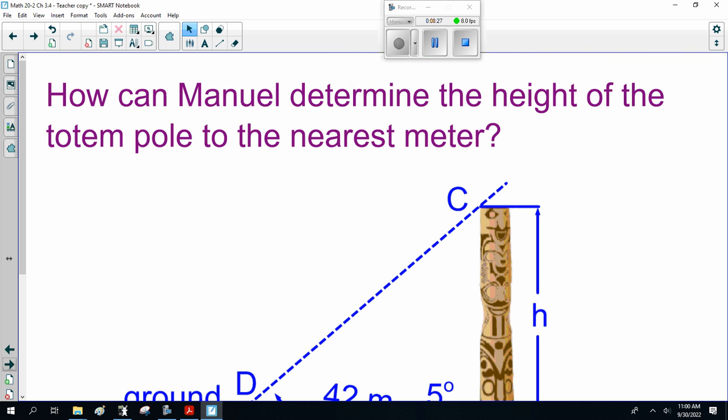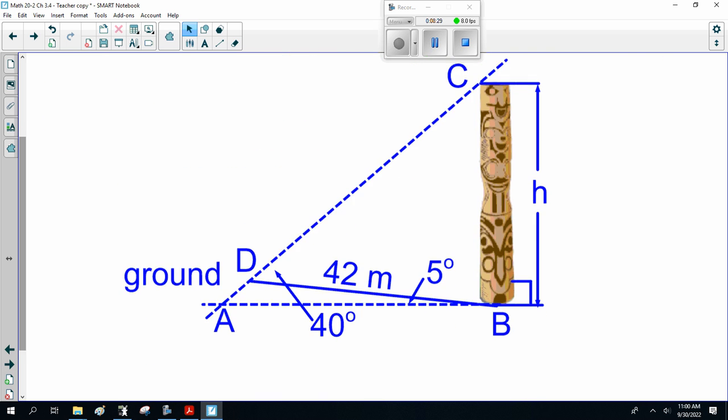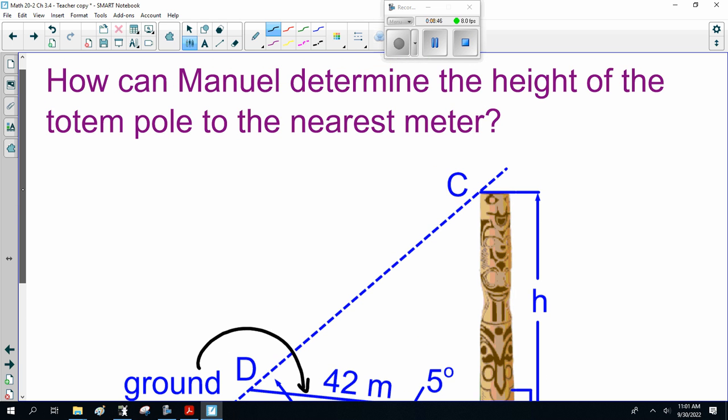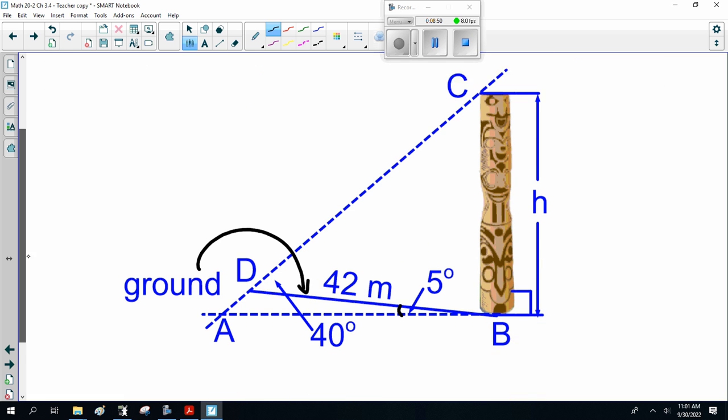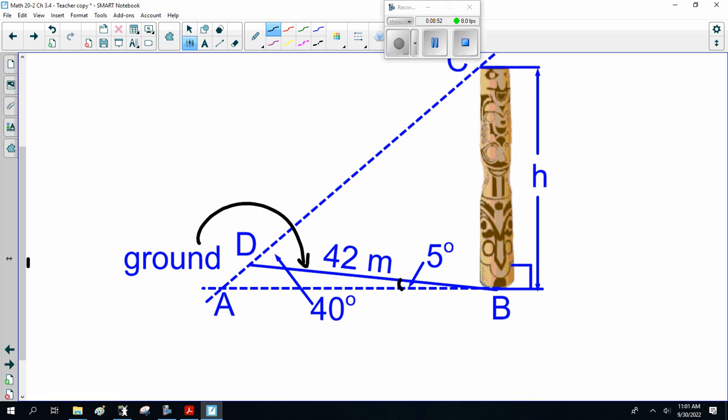So here's his drawing here. See, we have the ground here. It's going up at about 5 degrees. The shadow is about 42 meters long, and the angle of elevation he estimated was about 40 degrees from the ground. So the question is, how can Manuel determine the height of the totem pole to the nearest meter? Let's solve for height here.